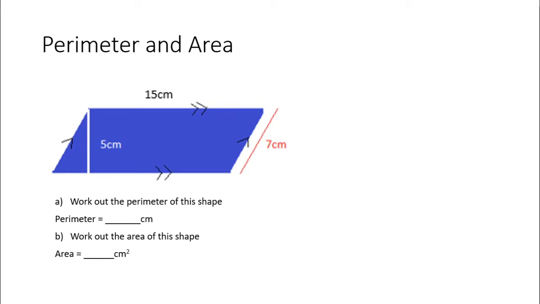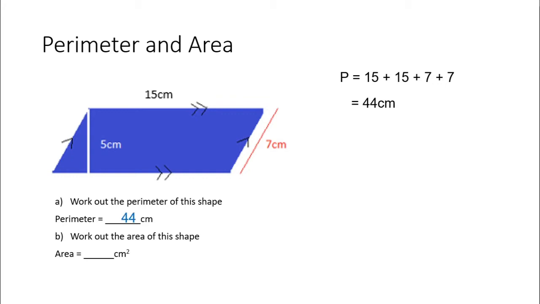Onto this parallelogram. So to work out the perimeter of the shape, please don't get confused with all these measurements here. 5 is not one of the outer sides of the shape, so ignore that 5. The perimeter of the shape is going to be the sum of all the outer sides, which is 15, plus the 15, plus the 7, plus the 7. That gives us 44 centimeters.